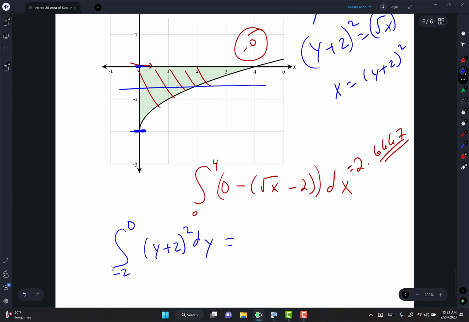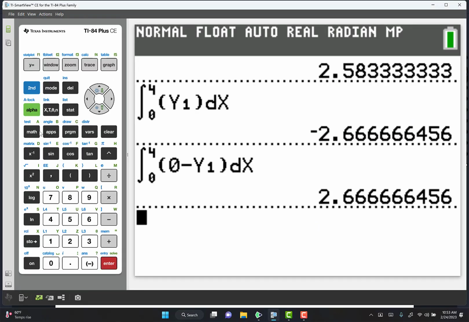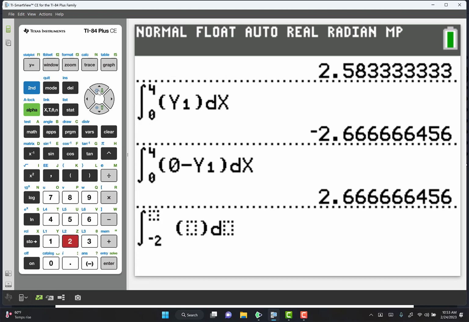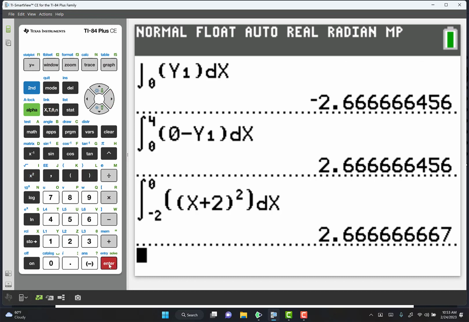And then let's see, that should be the same, 2.6667. Now let's see, math 9, -2 to 0, and then we had, what was it, y plus 2? Y plus 2. I'm going to put x plus 2. And then look. Same thing. You see how it's the same? It's just a delta, no calculator.